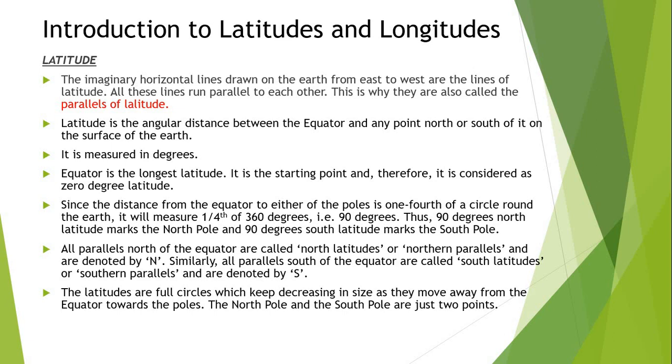All the latitudes which are north of the equator, we call them north latitudes or northern parallels, and we denote them with the symbol N. Whereas parallels which are located south of the equator are called south latitudes or southern parallels and are denoted by the symbol S. The latitudes are full circles whose size keeps decreasing as we move from the equator towards the pole.